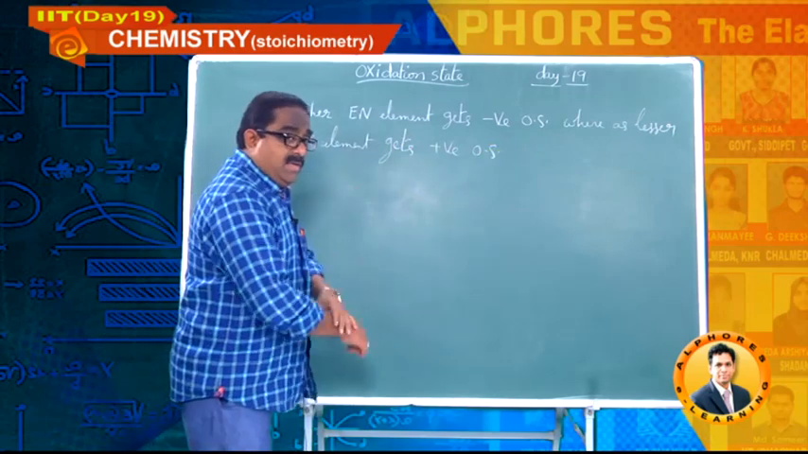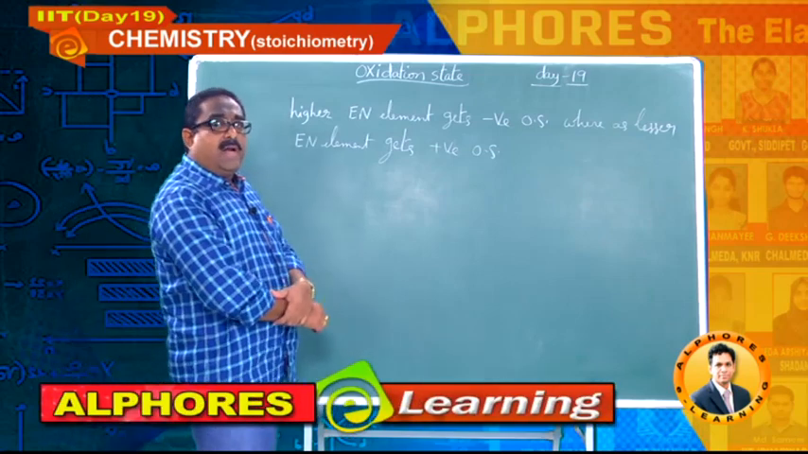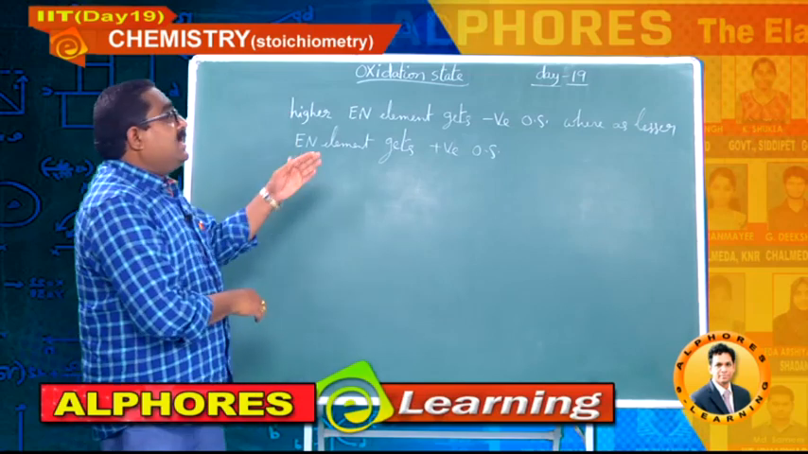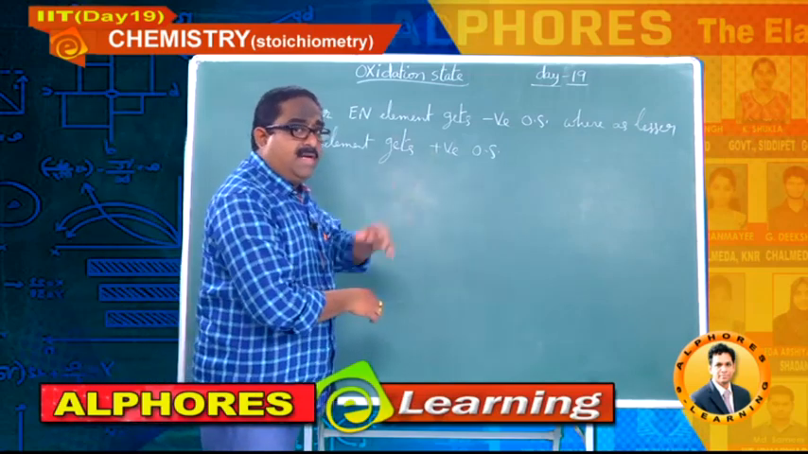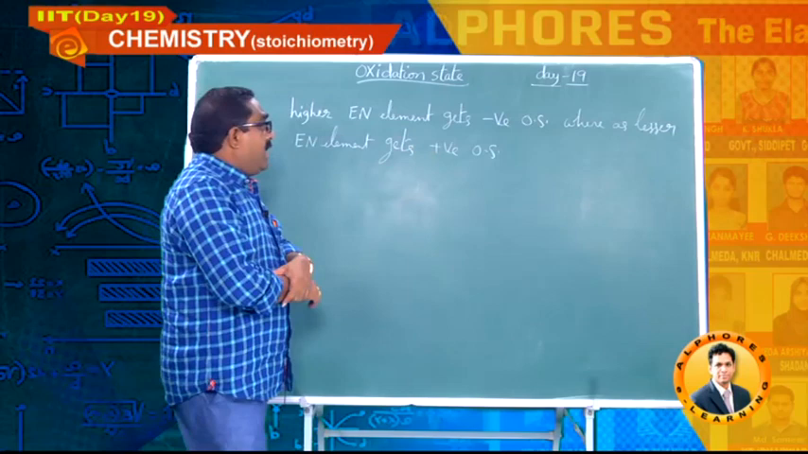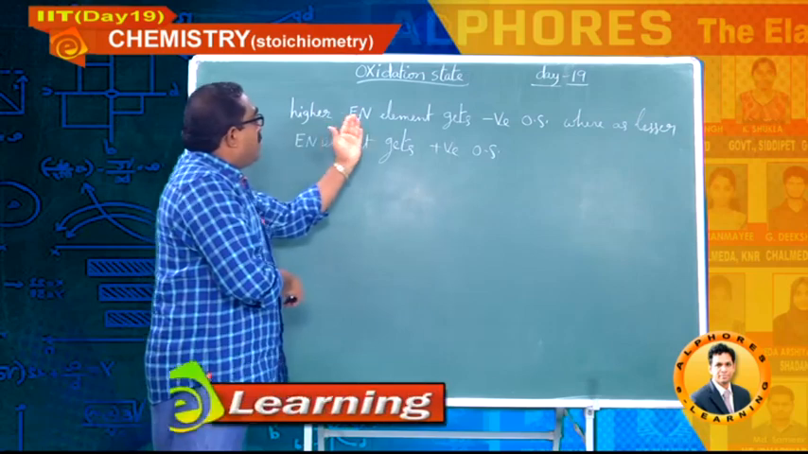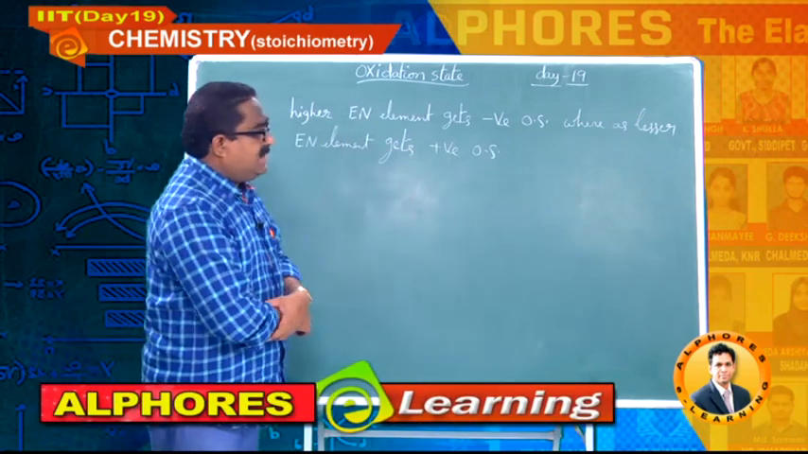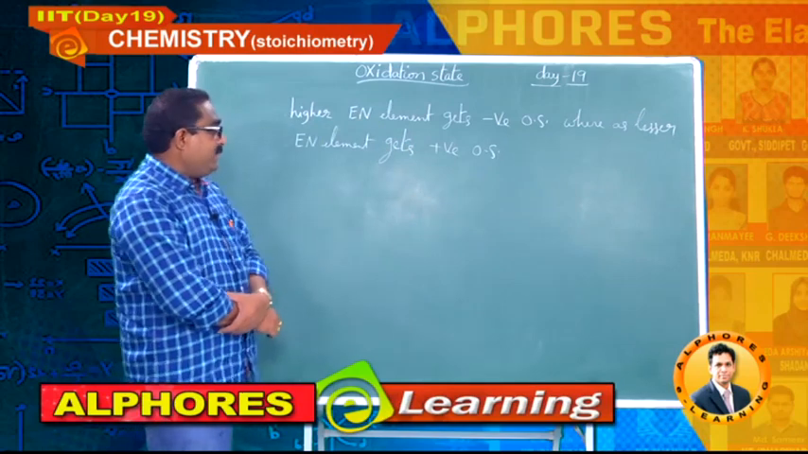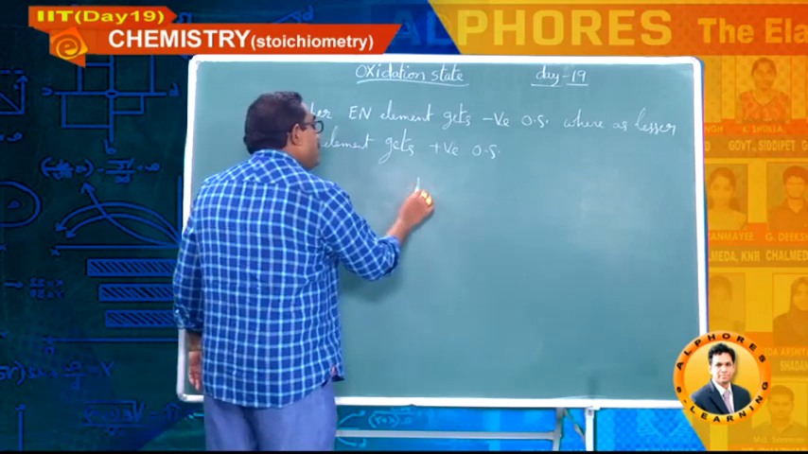Here, what is electronegativity? Electronegativity is the property of an atom to attract the bond pair of electrons towards itself in a given covalent compound. That topic will be discussed under the separate chapter, periodic table, not now. So here what I want to explain to you is, more electronegative element gets a negative oxidation state, whereas less electronegative element gets a positive oxidation state. Let me explain this with an example. Please note down the example.